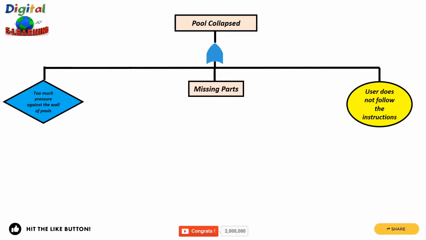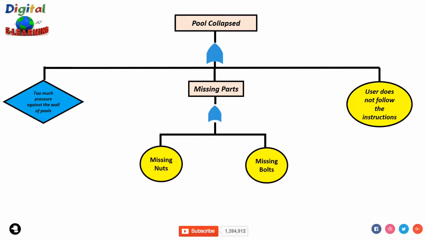Now I have found one basic event, but the missing parts I'm going to develop a little bit further down. So we're going to apply an OR gate here. Missing parts could be either because of missing nuts or missing bolts, which could trigger the pool collapse. So all these three events, any of them can trigger the pool collapse. My basic events, what I found, are missing nuts, missing bolts, or the user does not follow the instructions. This is a simple example of an FTA.